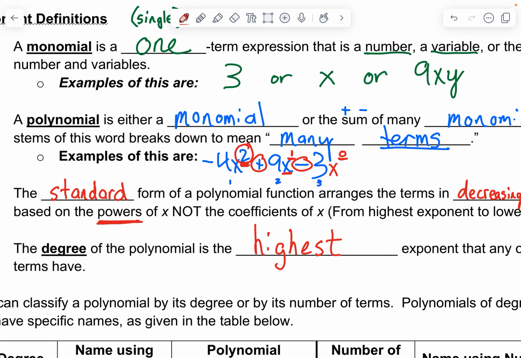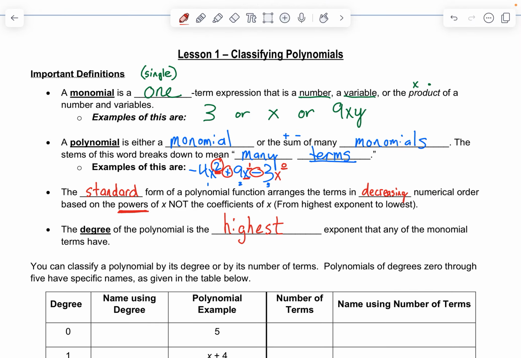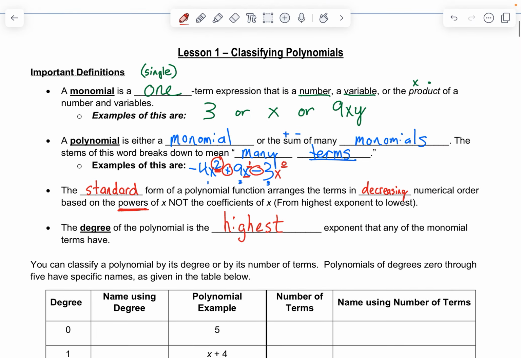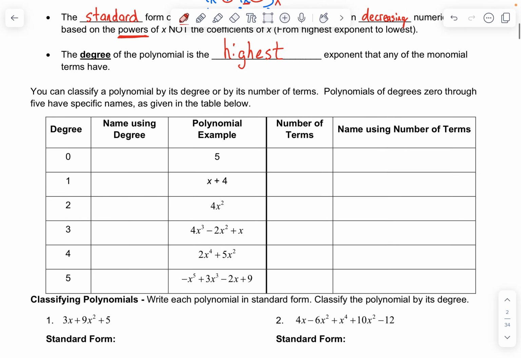And usually, if you're putting it in standard form, that means it's going to be your first term right there. So that's why those two are nice to match up. Okay, so there were a couple of vocab terms, stuff that we're going to use throughout this unit, but we're going to use down here below to classify some of these things.